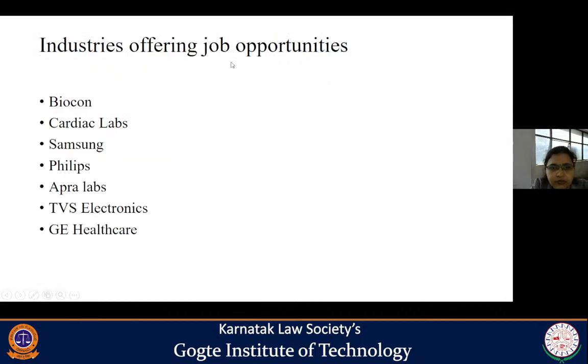Coming to the industries offering job opportunities in the biomedical field: cardiac labs, which has already visited our college, have selected students from computer science, IS and electronics branches. They basically install the biomedical equipment at different hospitals. Even Samsung has a healthcare sector. So these are the companies offering job opportunities.